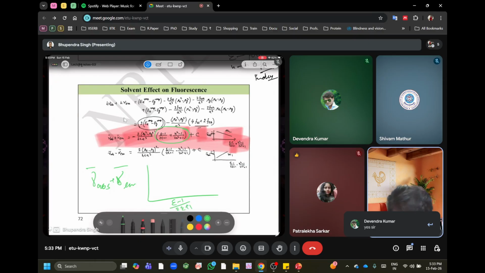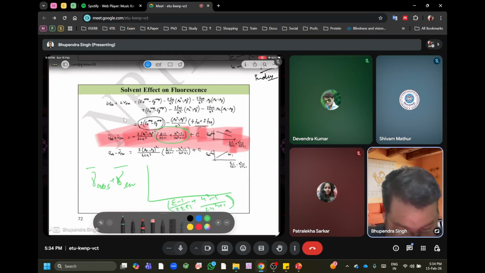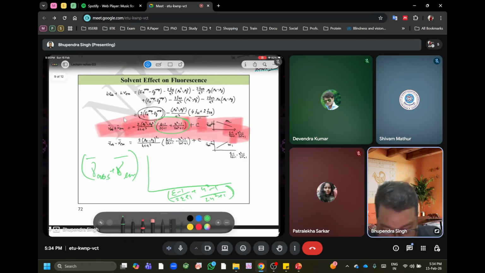2 epsilon plus 1, n square minus 1 over 2 n square plus 1. So the slope is, this is the orientational polarizability portion. This is already given. So what is the slope? This is the slope: minus 2 mu e square minus mu, this is e, mu z square, divided by something h c a cube. So the slope will be, because this is minus, like this.